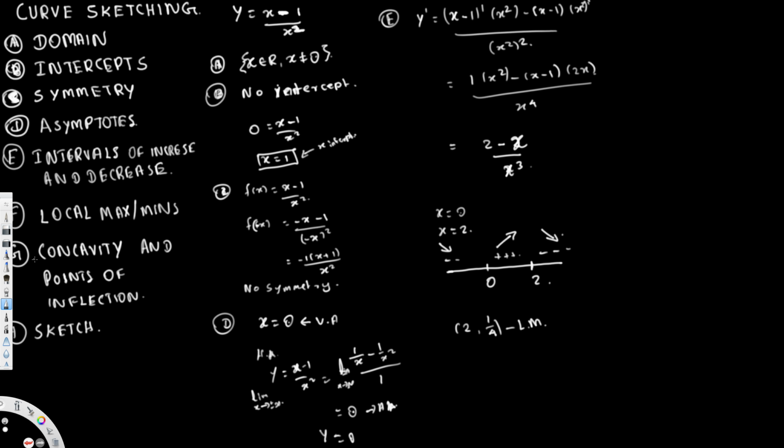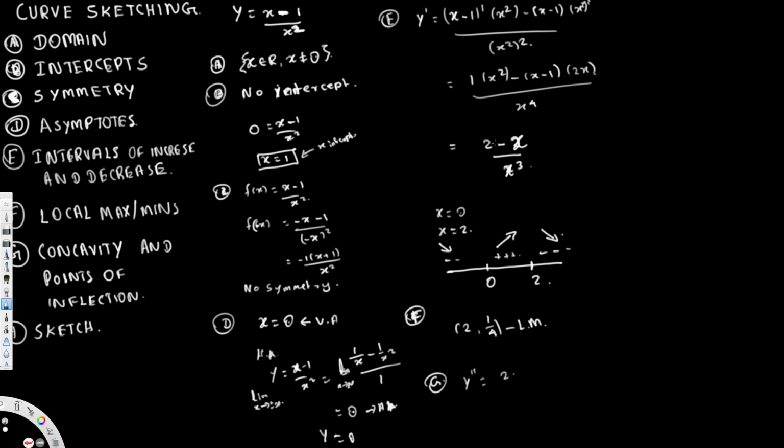Let's move to the G part. So this was my F part, local maximum and minimum. For the G part, we have to find the concavity and points of inflection. So in this case, we have to take the double derivative. We have found the first derivative already. So y double prime is going to be the derivative of 2 minus x over x cubed.